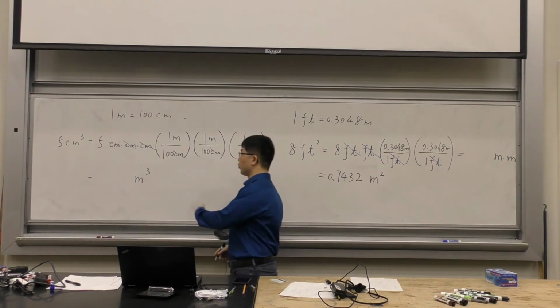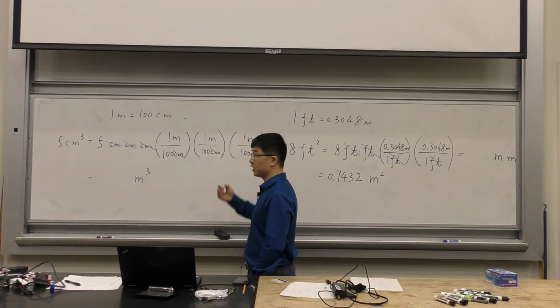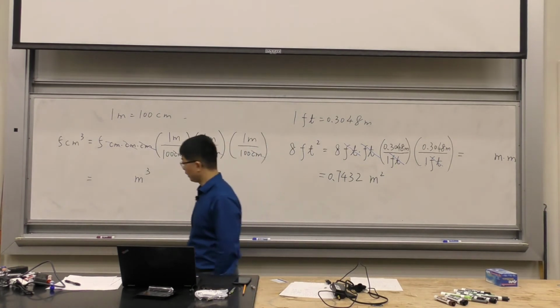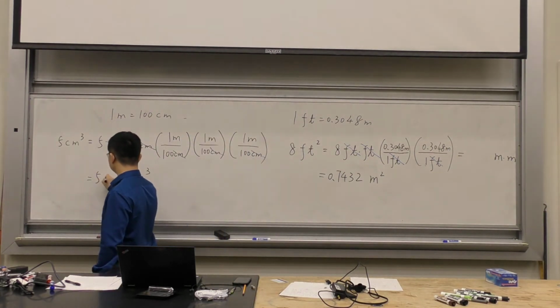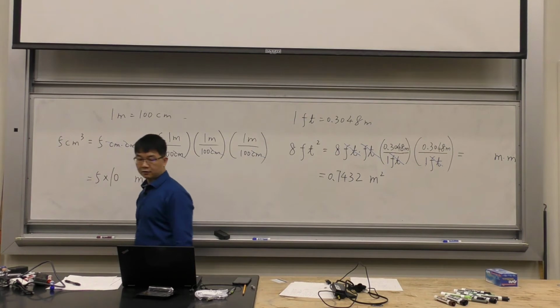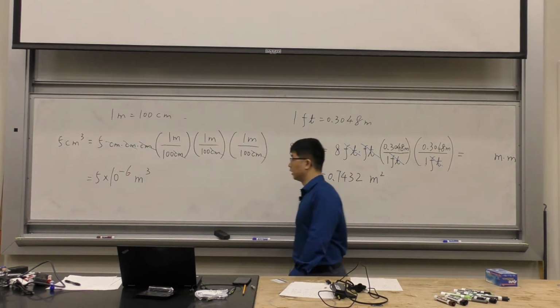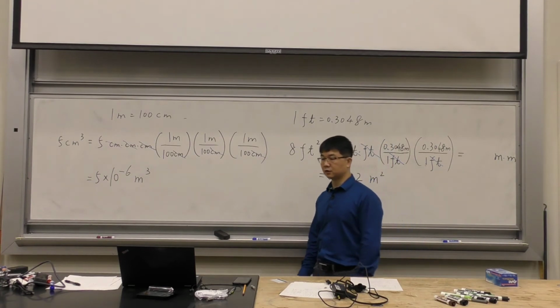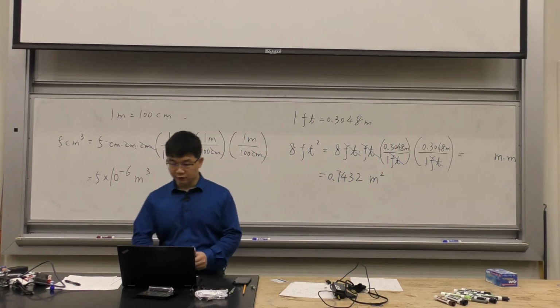Now you can go ahead and use all these numbers to finish the algebra. And then at the end, what is your answer? The answer I got is 5 times 10 to the negative 6 cubic meters. All right, so this is a unit conversion.